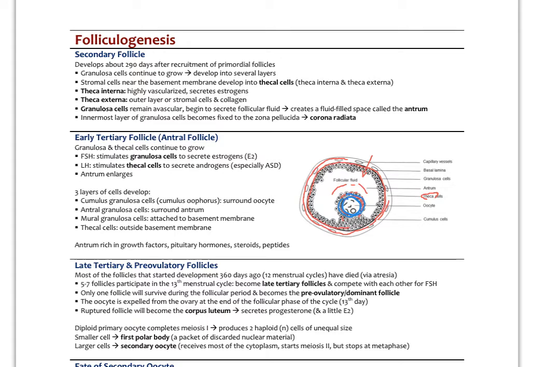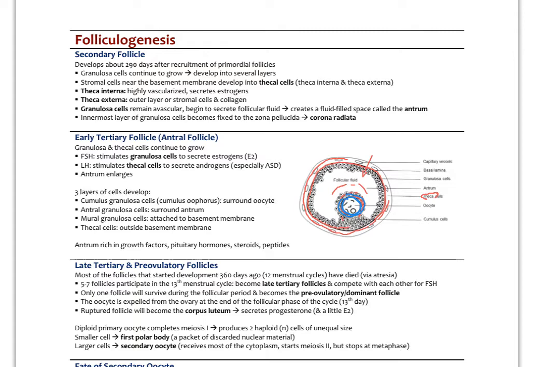The next stage, which is going to start developing really towards the 13th, maybe the 12th, into the 13th menstrual cycle, is the antral, an early tertiary follicle. This is where the granulosa and the thecal cells continue to grow. FSH now is going to stimulate the granulosa cells to secrete estrogens, and then LH will stimulate the thecal cells to secrete androgens.